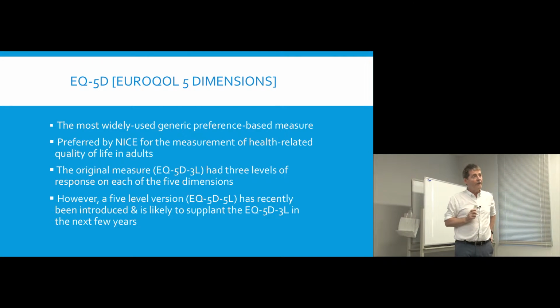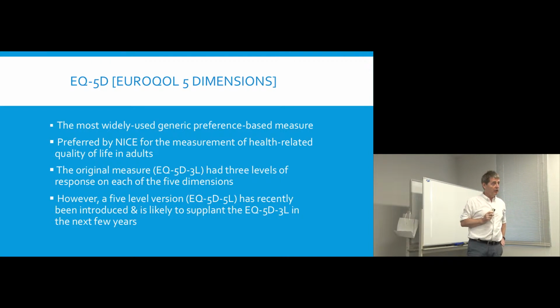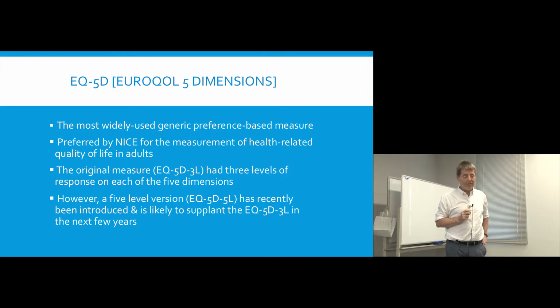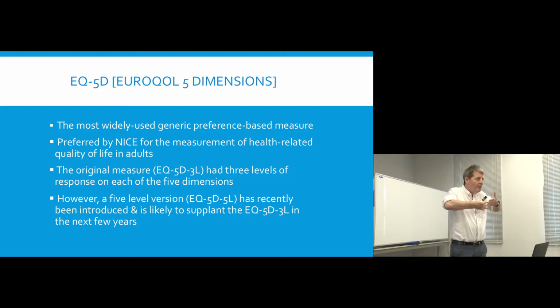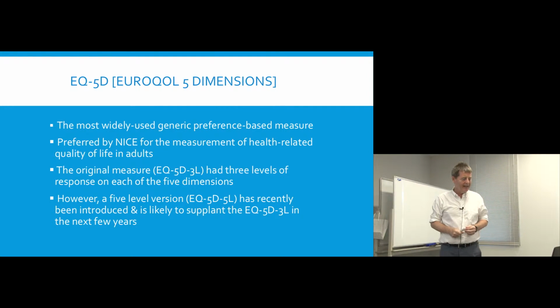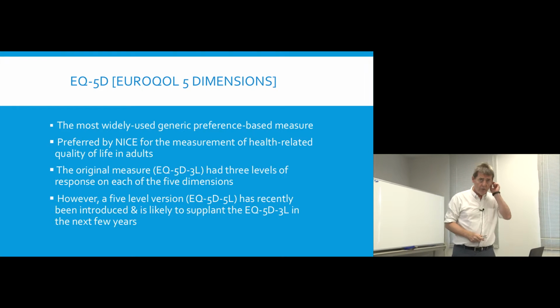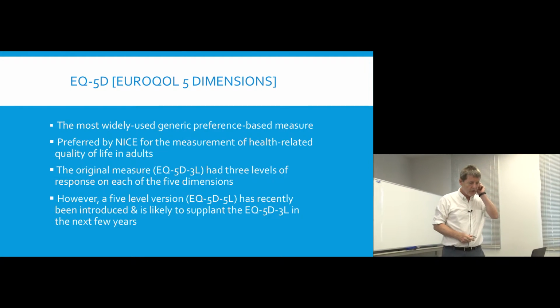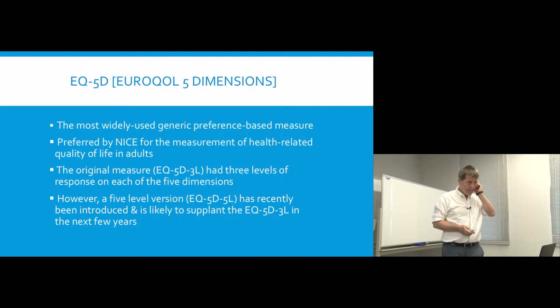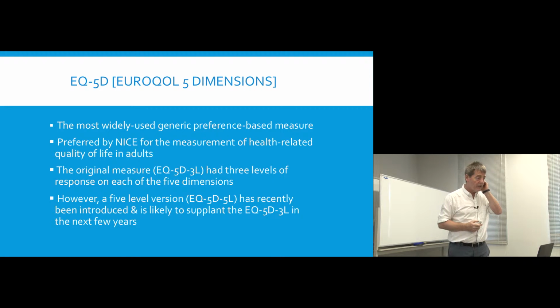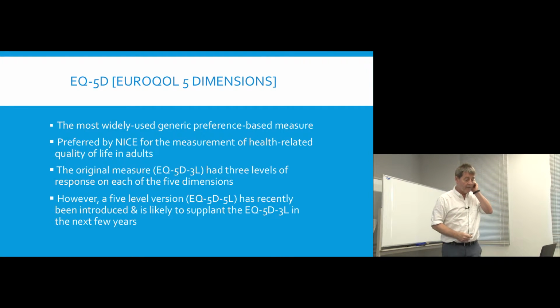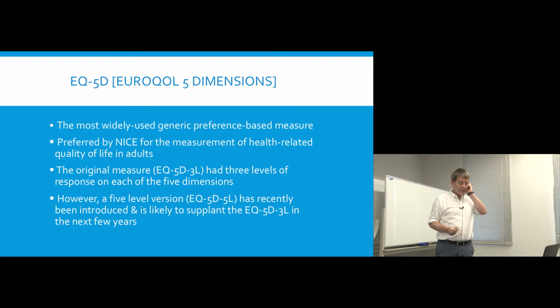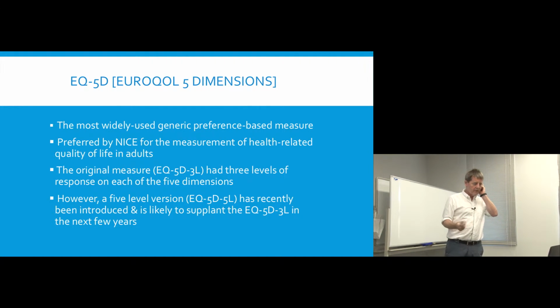In recent years, a 5-level version has become available, the EQ5D5L, and the idea being by having a slightly richer range of responses, you're going to get richer information. And it's quite likely, it hasn't happened yet, but it's quite likely that the 5L version will supplant the 3L. And it's been the case, because it's been coming for a while, that quite a lot of clinical trials have been collecting the 5L data. And so in recent years, it's been less common for people to start collecting 3L.